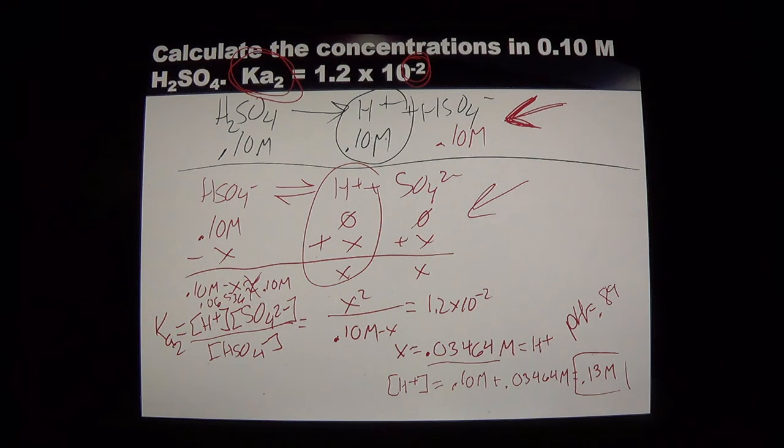So that's how we work these problems if we have more than one. We see if we have a strong first ionization. If so, that makes that part easier. If not, start a RICE table. That's what you do.